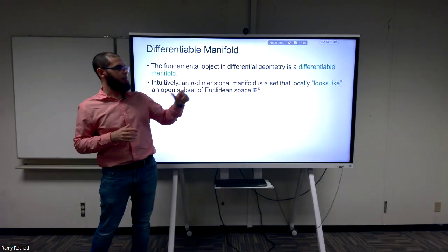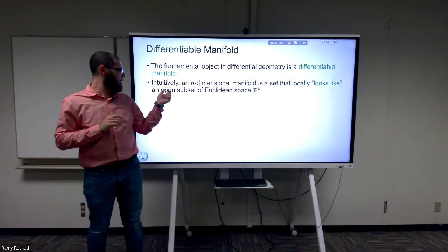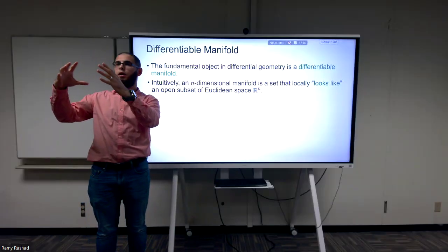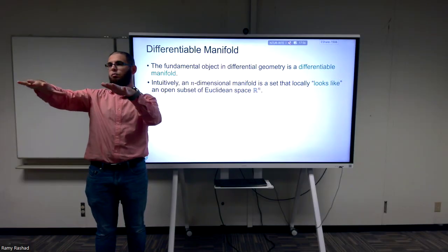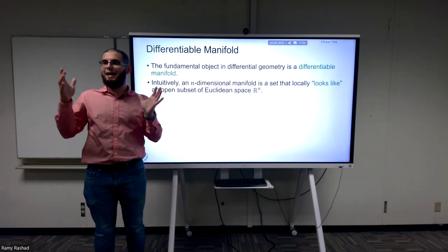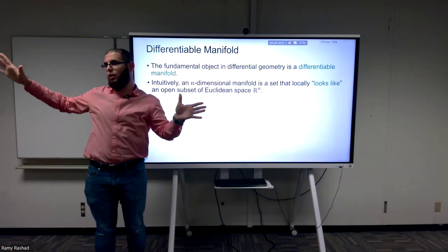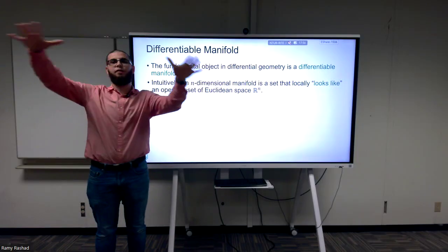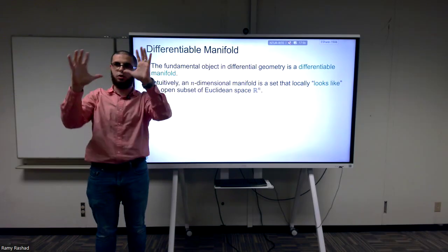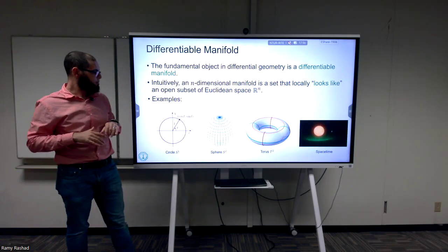An n-dimensional manifold is intuitively a set that locally looks like an open subset of Euclidean space. Just like the surface of the Earth, locally it looks like R2. That's why we say that this is a two-dimensional manifold. Then in general, an n-dimensional manifold locally looks like Rn, but it's not everywhere Rn, just like the surface of Earth is not everywhere R2. It's not a flat plate. It just locally looks like R2 everywhere.